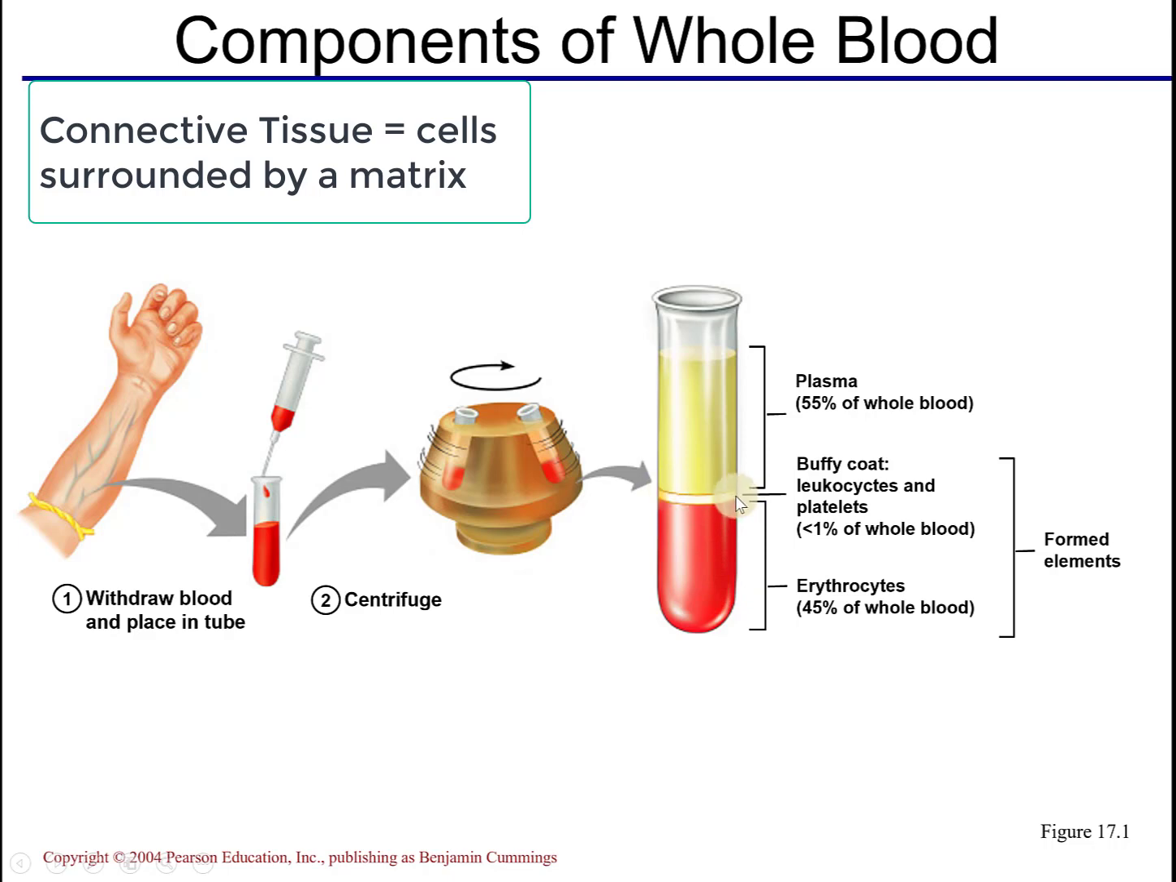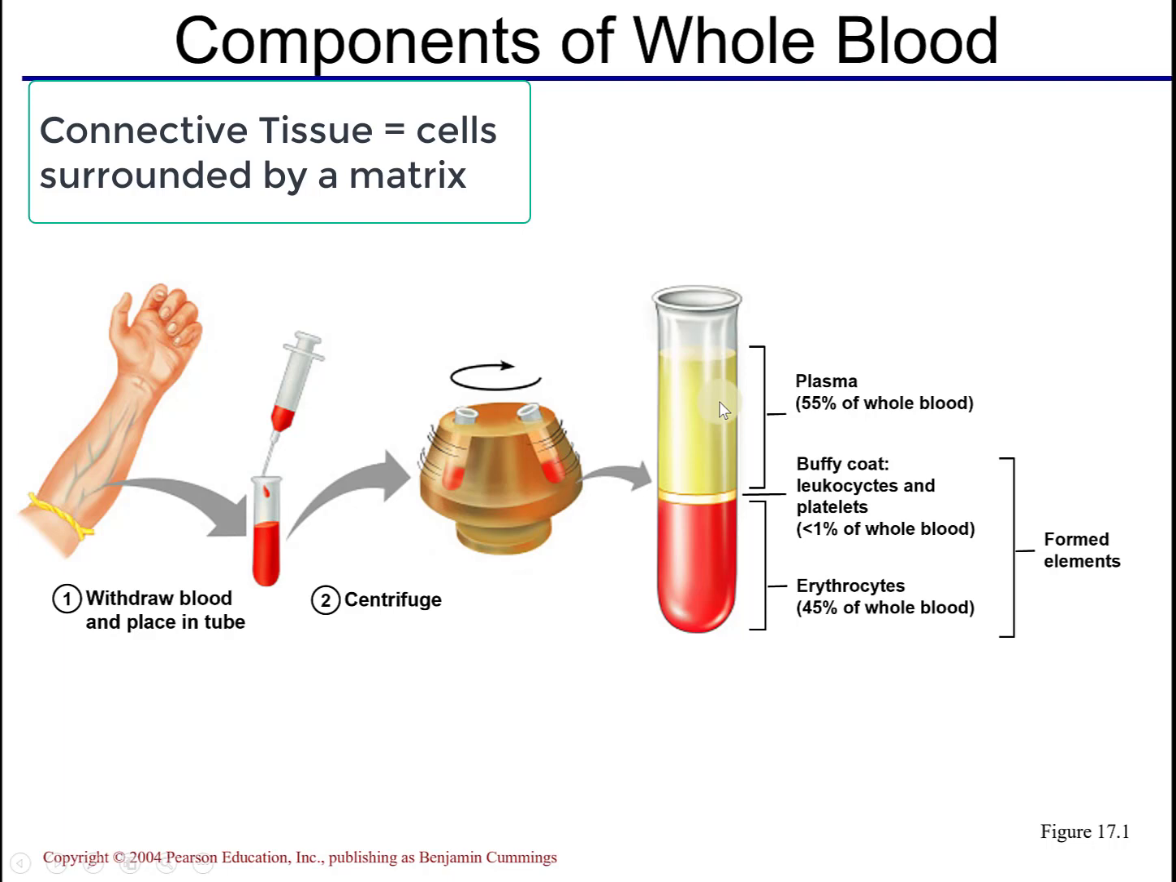In the middle, you would see this thin white band called the buffy coat, which is made up of leukocytes, or white blood cells, and platelets. These make up less than 1% of whole blood. The white blood cells, platelets, and erythrocytes are the cells in the connective tissue, and they are called formed elements. Floating at the top is plasma, which is a light yellow color. It makes up 55% of whole blood, and this is the matrix.